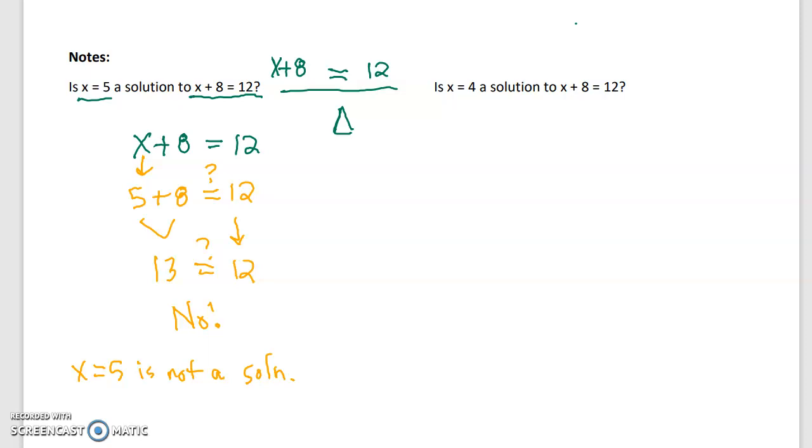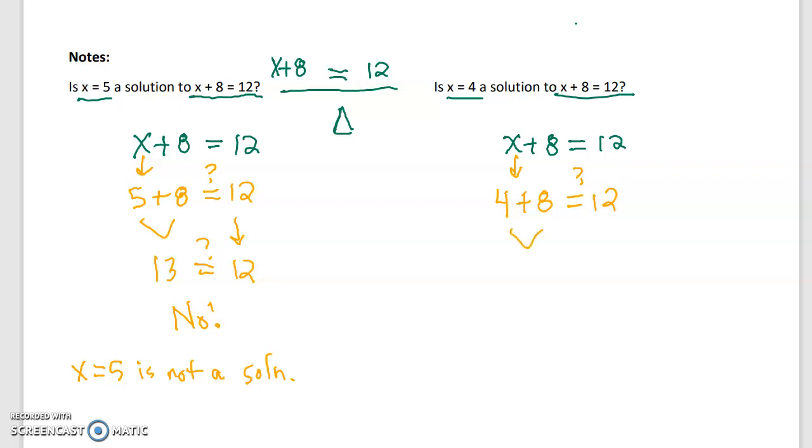Let's take a look at a second one. Same equation, x plus 8 equals 12. Is x equals 4 the solution or a solution? Some equations actually have more than one solution. So is x equals 4 a solution to x plus 8 equals 12? Let's take a look. So we substitute 4 in for x. Again, we're asking ourselves a question. The way we show the work is important. It's an algebraic way of showing the work. We are using arithmetic because we're doing math, but this is a very algebraic process.